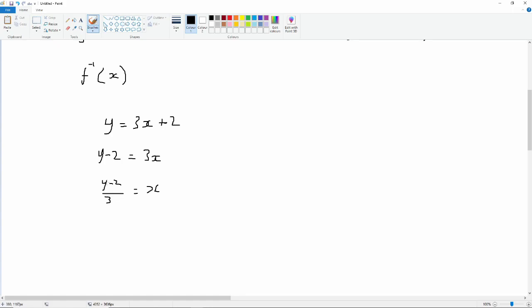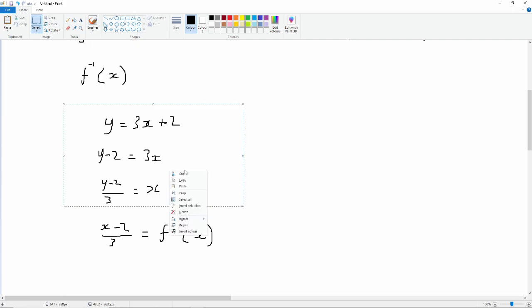And then we replace the y by x, and we replace x with our inverse of f of x. That's a tongue twister. Right, so this is what I'm doing. I'm taking that y and I'm saying that's x minus 2 over 3 is equal to f to the minus 1 of x. That's what I'm trying to say, if I can get my tongue back in my mouth. Alright, let's see if that's correct.